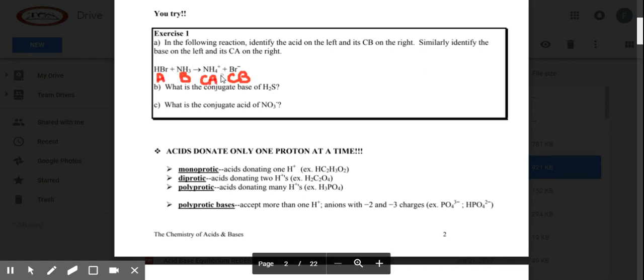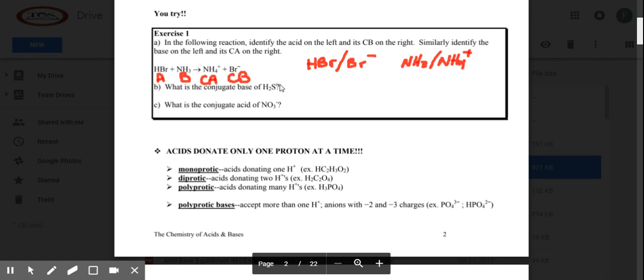So therefore, my conjugate acid-base pairs would first be HBr, which acts as the acid, and Br minus, which acts as the base, and also NH3, which acts as the base, and NH4 plus, which acts as the acid.